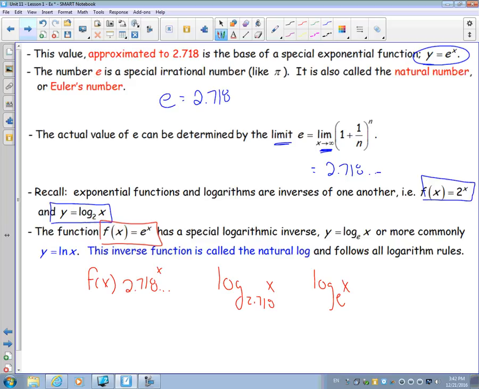But instead of doing that, we use something else called a ln. So whenever we come across a log e to the x, we're going to replace that with a ln, a special natural logarithm, the inverse of the e function. Okay, so that's a lot of stuff there. We'll go through some examples, see how this works.